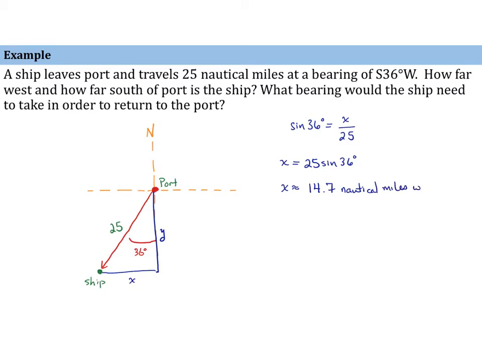And this is 14.7 nautical miles west. Likewise, we have cosine of 36 degrees will equal y over 25. So y equals 25 cosine of 36 degrees, which means that y is approximately 20.2 nautical miles south.